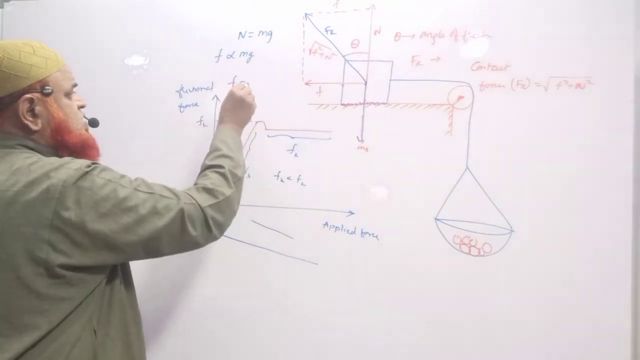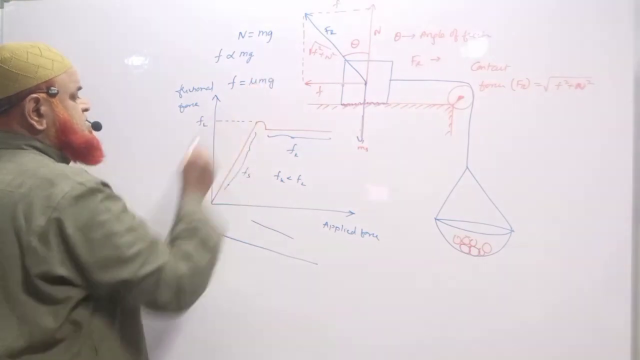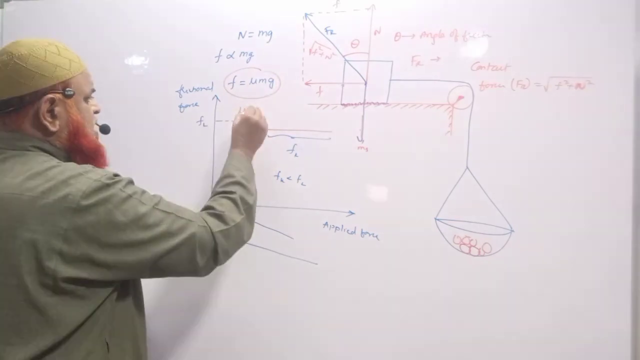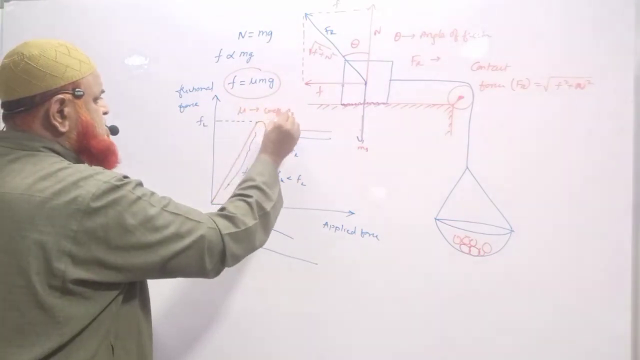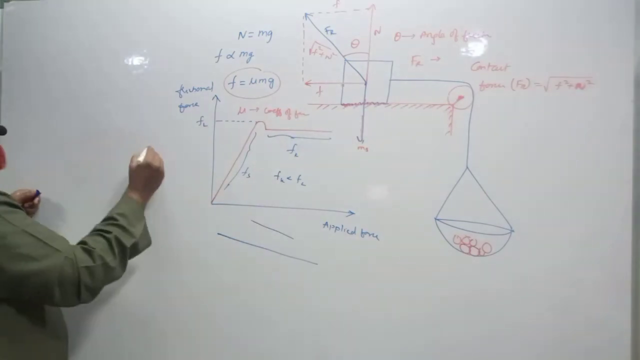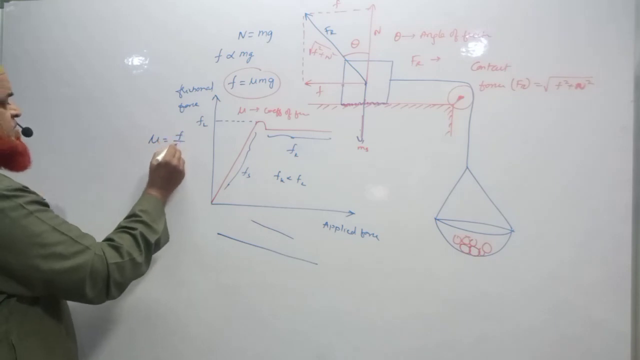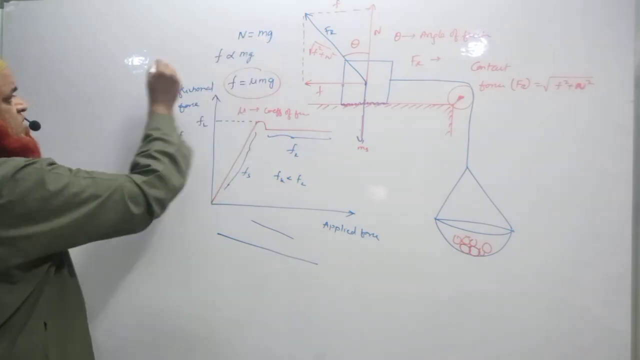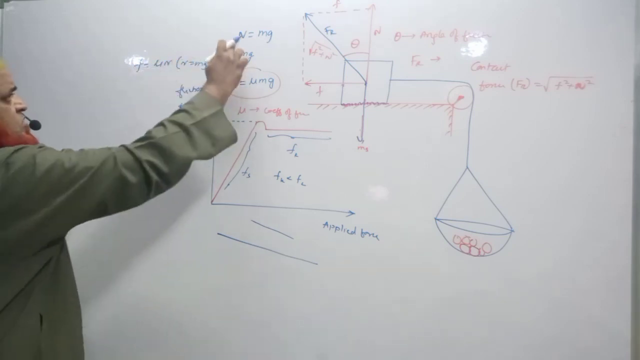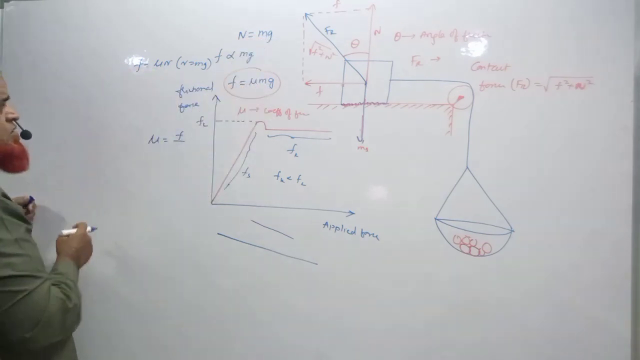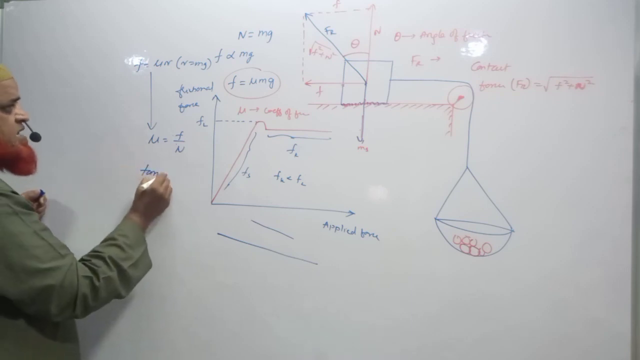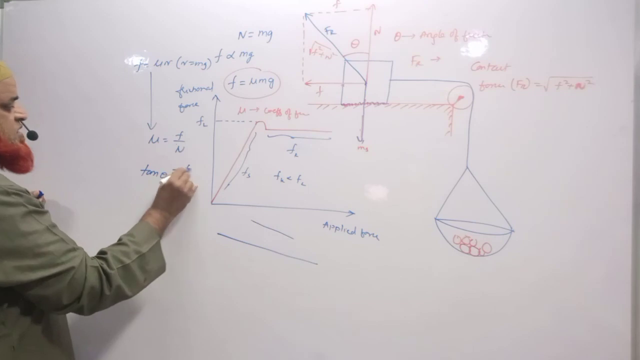And if you remove this proportionality, you get a constant, that is mu mg. What is this mu actually? Mu is called the coefficient of friction. So what is mu going to be here? I told you N is equal to mg. So you can write F as mu into N, because N is equal to mg. Both are the same, so instead of mg you can also write N. Then from this you can write mu is equal to F by N. I'll also write tan theta here. Tan theta is the opposite side, which is F, over N.